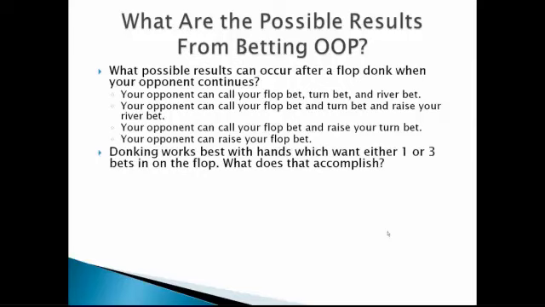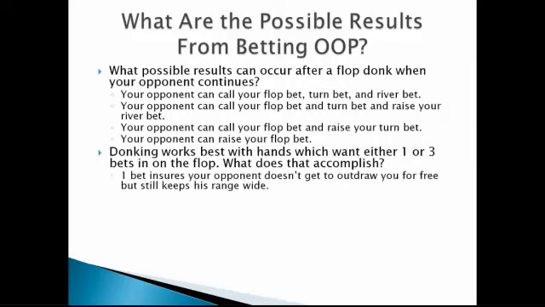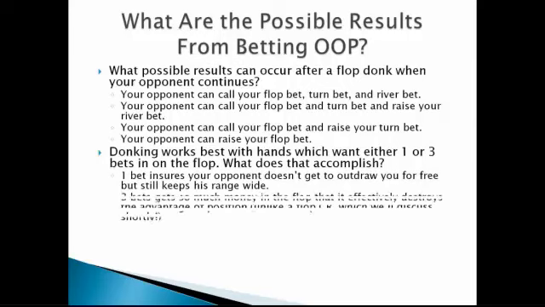Donking works best with hands which want either 1 or 3 bets in on the flop. What does that accomplish? Well, 1 bet ensures your opponent doesn't get to outdraw you for free, but still keeps his range wide. 3 bets get so much money in on the flop that it effectively destroys the advantage of position, unlike a flop check raise, which we'll discuss shortly. So we're not going to get time to discuss it in this video, but one of the really big advantages to donking the flop is there's going to be a lot of board textures where a check raise just really doesn't work that well.